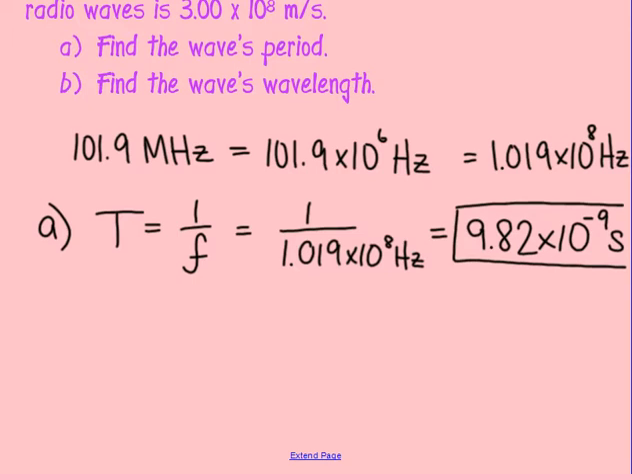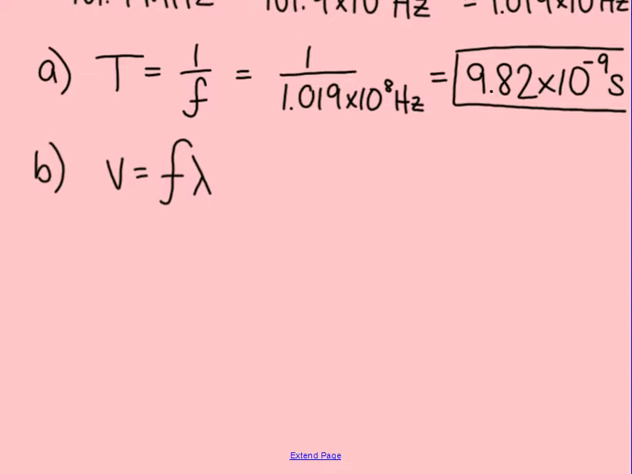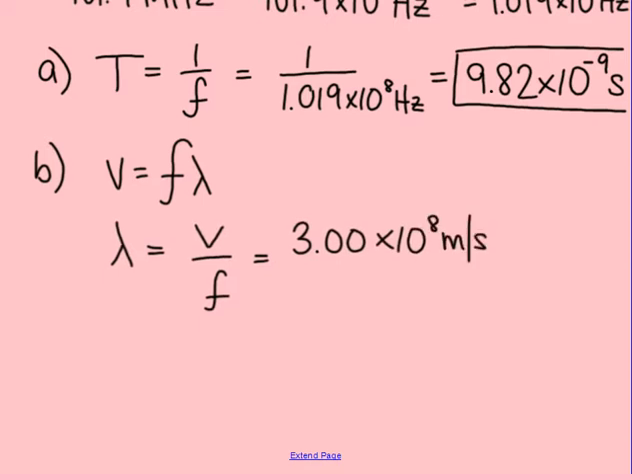Part B then asks us to find the wave's wavelength. That'll use our new equation. Speed is frequency times wavelength, which means wavelength is speed divided by frequency. The speed we know is 3 times 10 to the 8th meters per second. Divide that by a frequency of 1.019 times 10 to the 8th hertz.